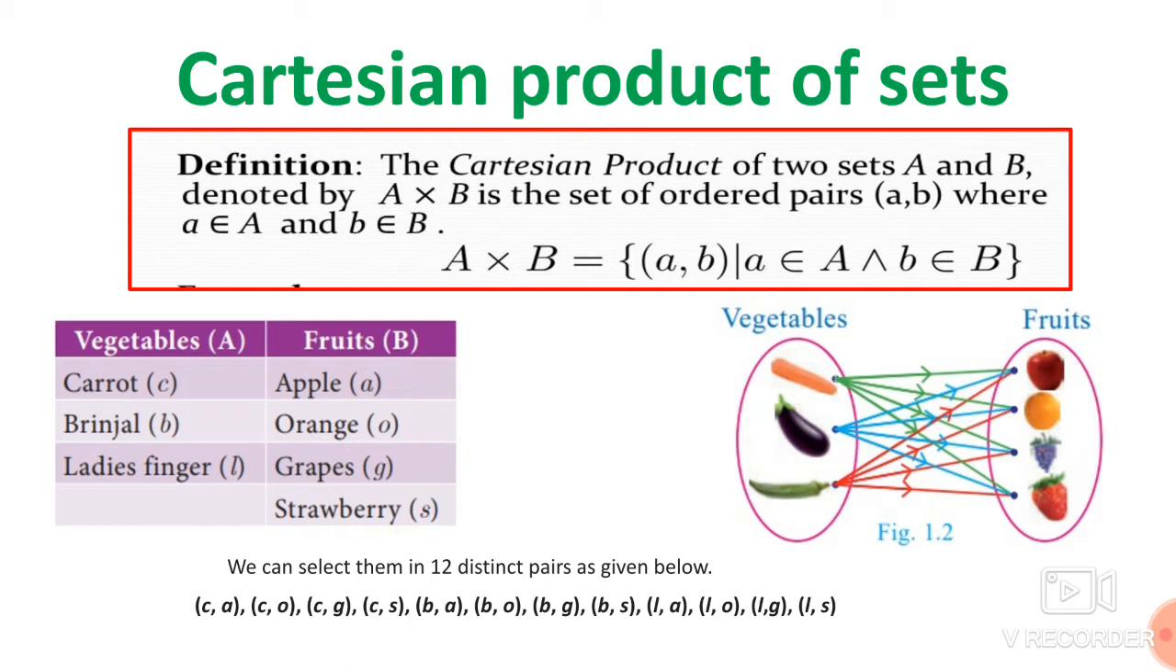As the name indicates, they are ordered pairs. It means order is important. (C, A) is not equal to (A, C).